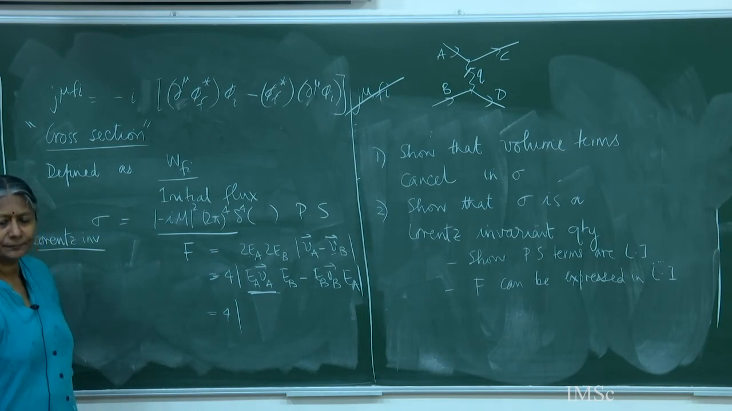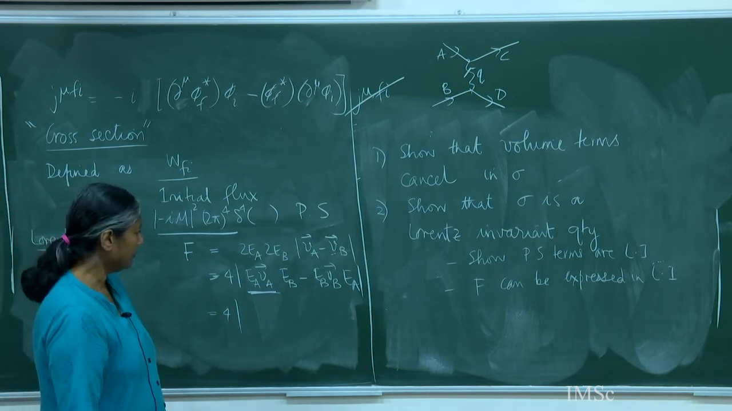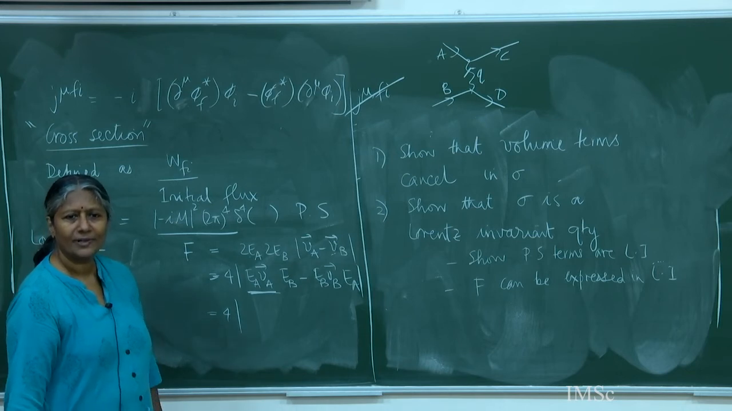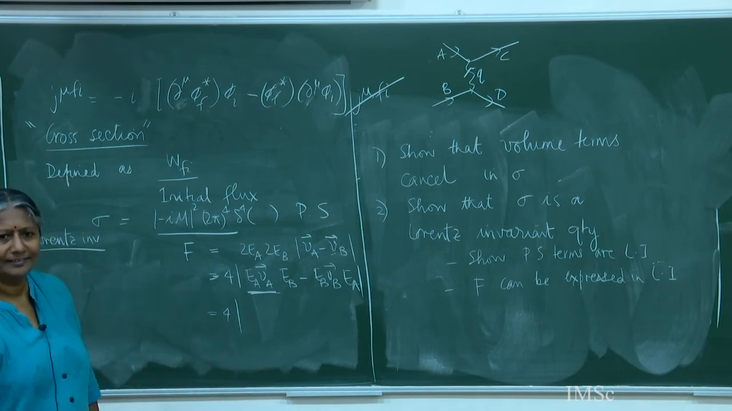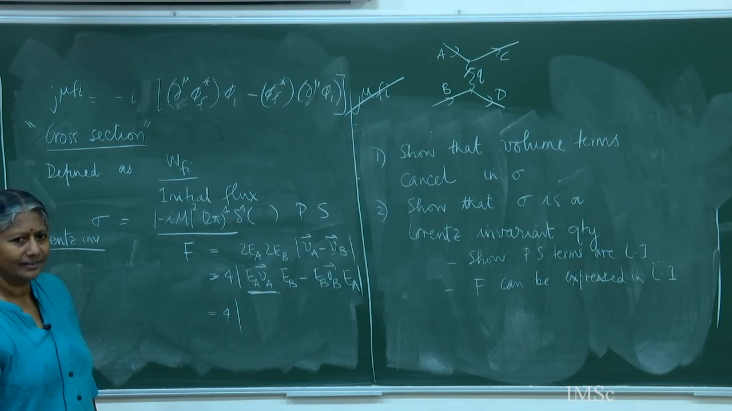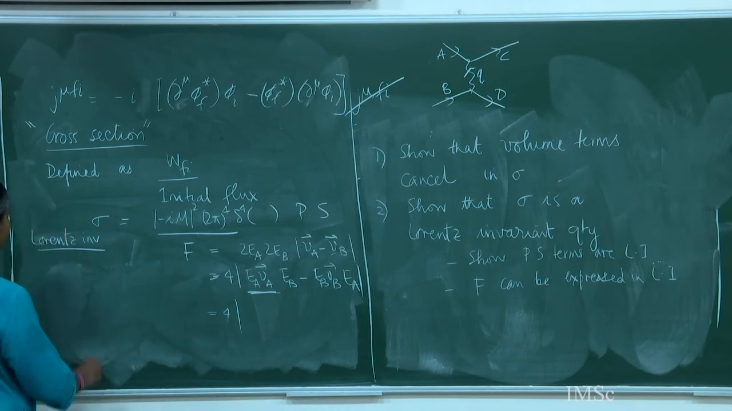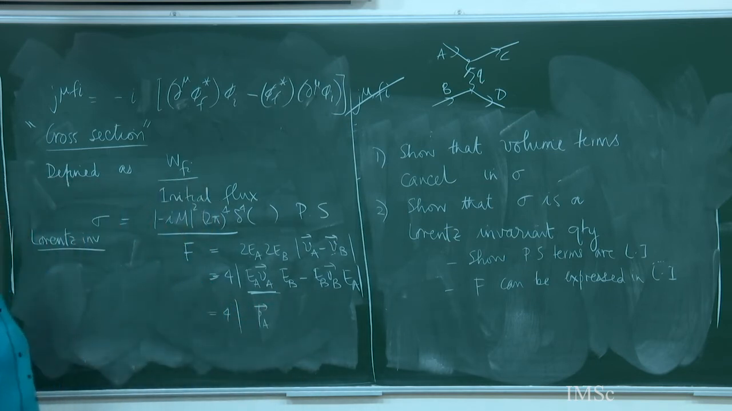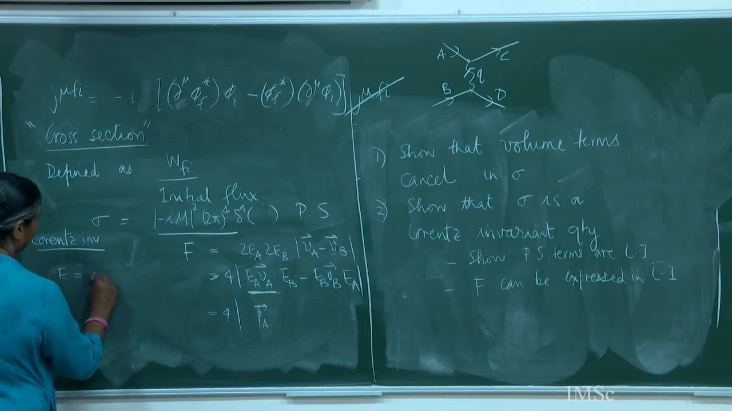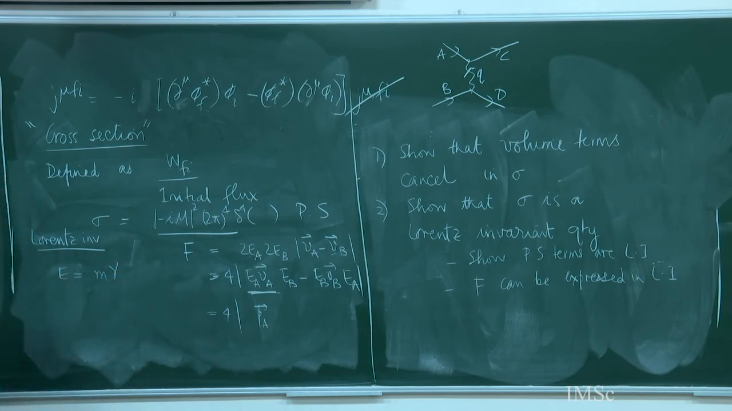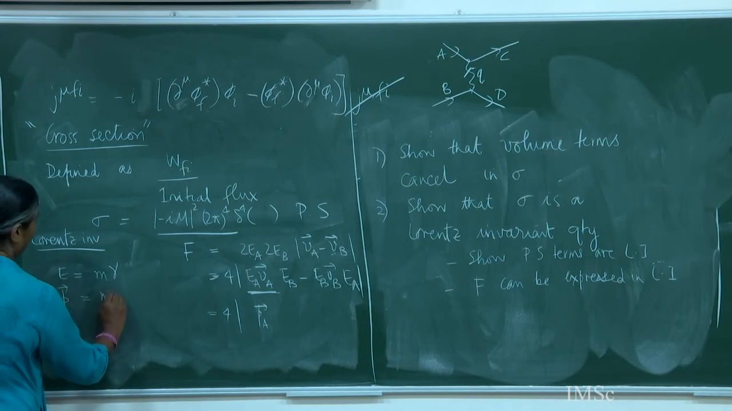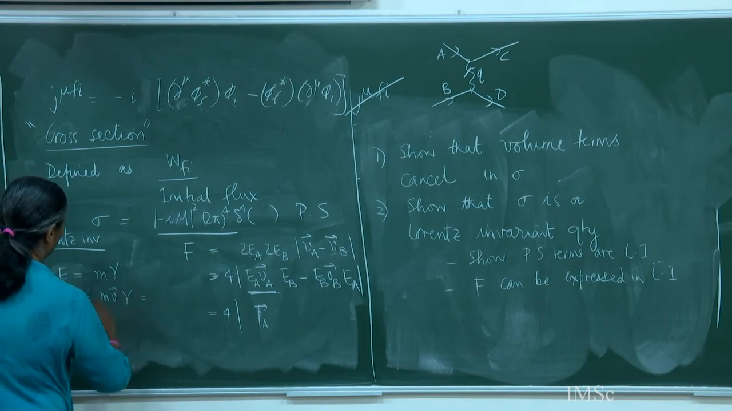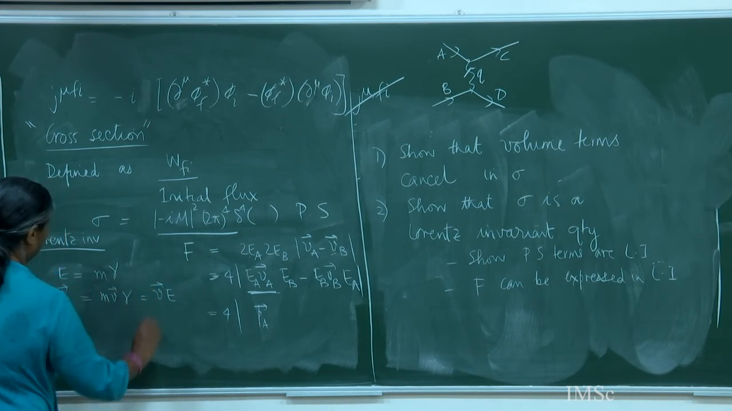Can anyone tell me what this term is? What is E_A v_A? Relativistically, what is E_A v_A? Anyone? Flux, I think. No, this is the momentum of the particle, the 3 momentum of the particle. Here, E is equal to m gamma. I have dropped the c squared, right? p is equal to m v gamma, that is equal to v E, right?